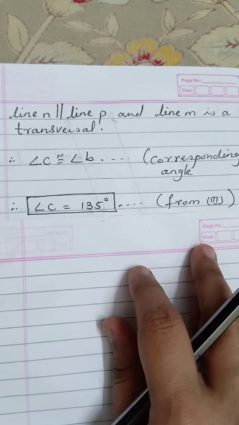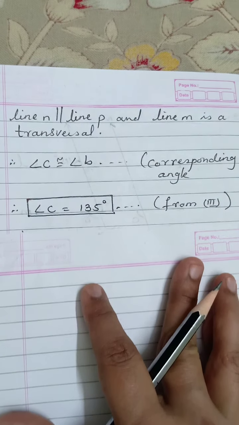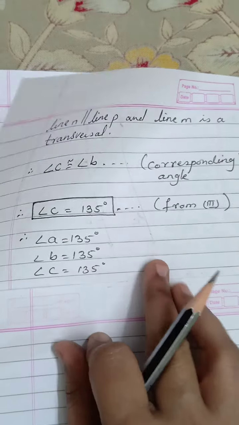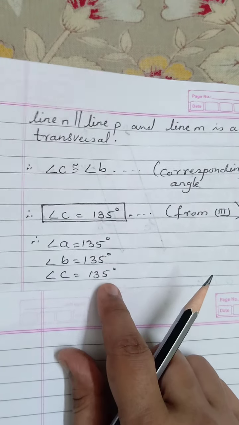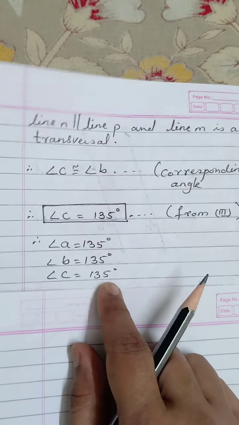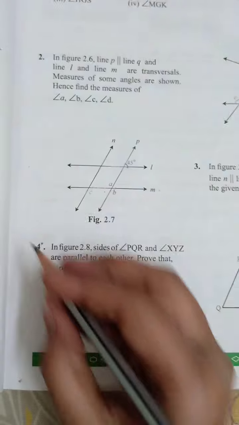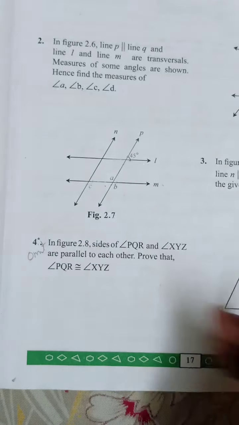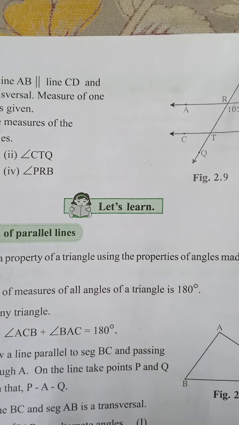So we have mentioned here. So in this way we have got the value of angle A, angle B, angle C. So altogether I have written the values. Angle A is 135, B is also 135 and C is also 135 degrees. So in this way we have completed our question number 3. Now question number 4 is omitted for you. So now we'll see our question number 5.